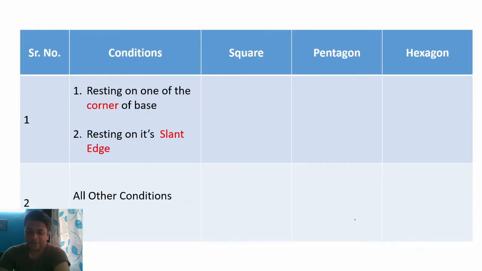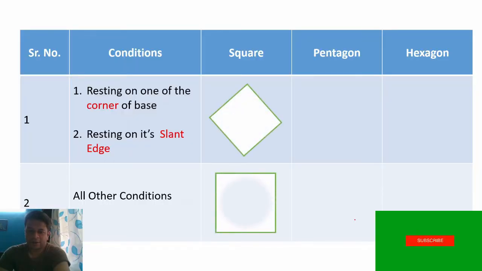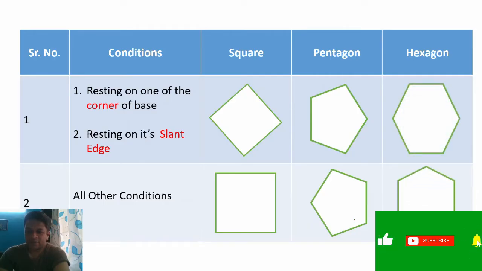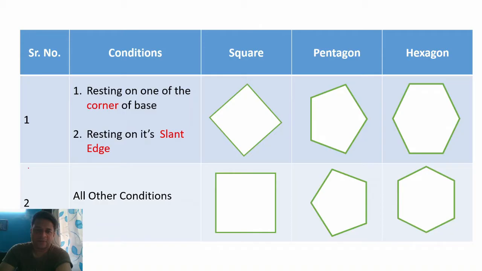The second trick is how you can draw the orientation of the object. For the square, pentagon, and hexagon, the orientation is based on two things. First, resting on one of its corners of the base, and second, resting on its slant edge. So these are the two concepts that we can use. For these two cases, we draw the square like a diamond shape, the pentagon with a corner towards the right, and the hexagon with two sides parallel. For all other cases, we'll draw the objects like this. You can take a printout of this and remember all these shapes very easily.